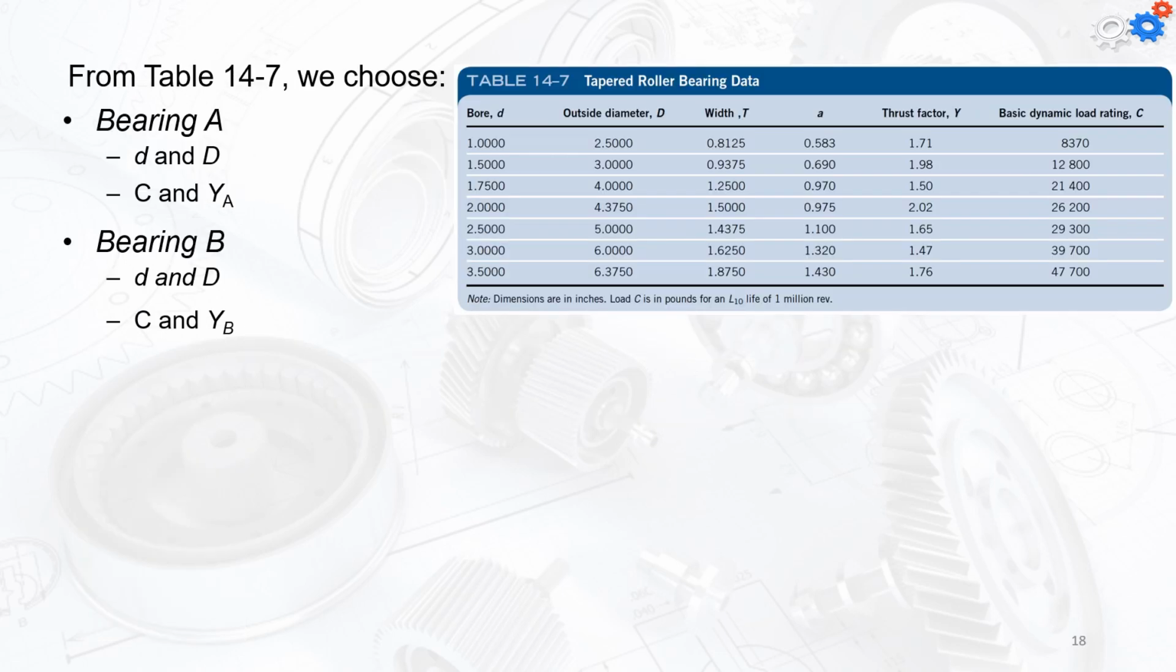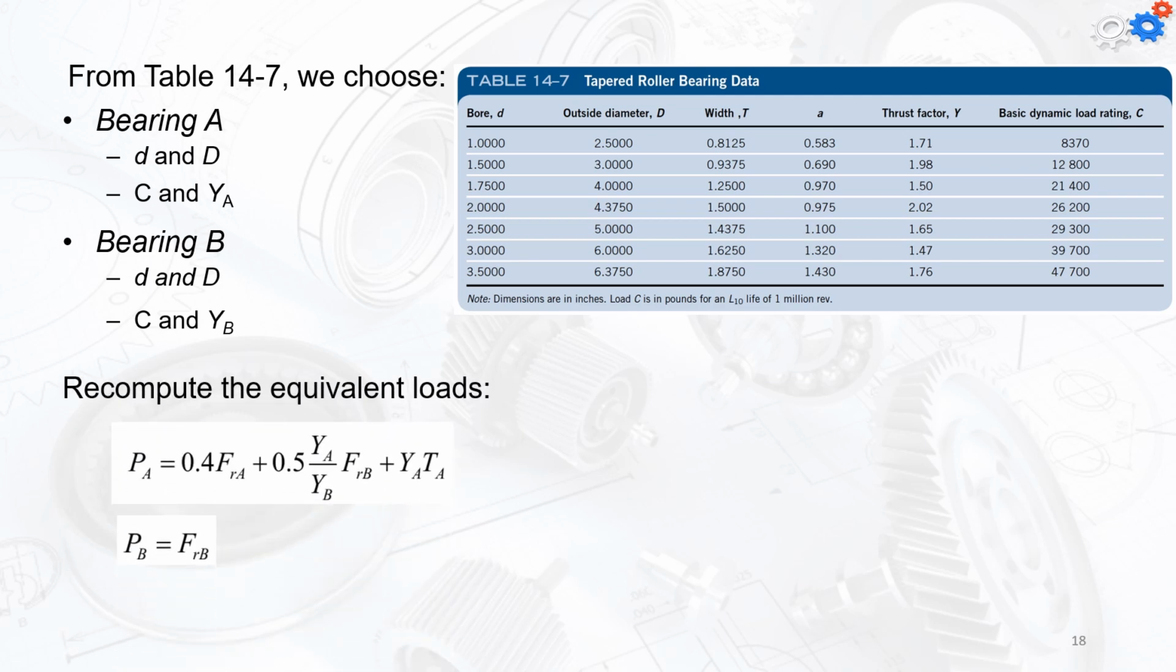Now from table 14.7, we can choose for the bearing A both the bore diameter d small and the outside diameter D capital. Also, we can find the value for the C and the value for the YA. We can repeat the same thing for the bearing B. The next step is going to be to recompute the equivalent loads PA and PB.